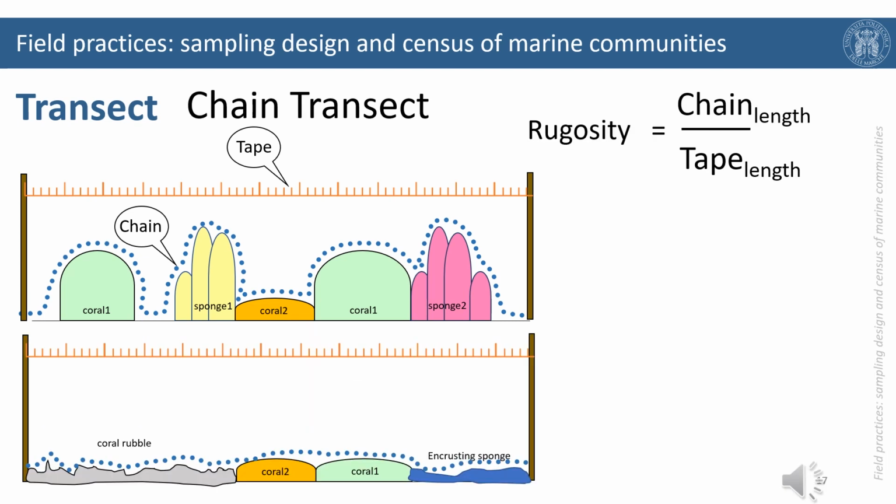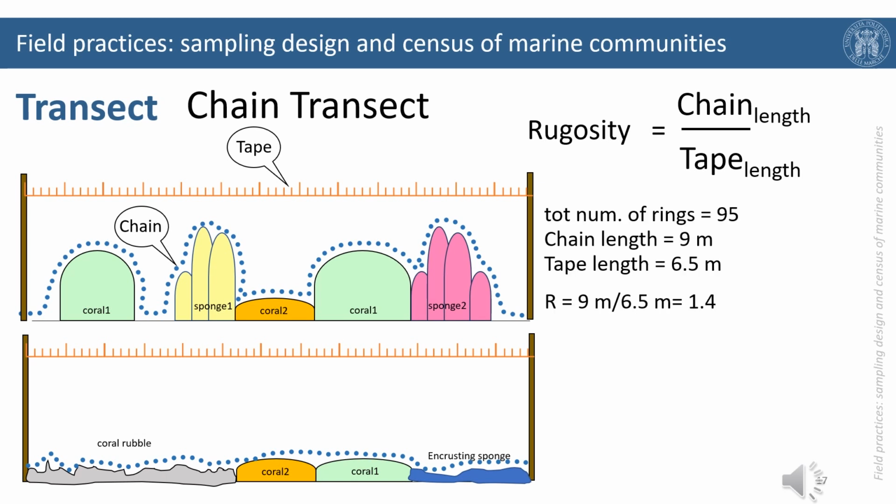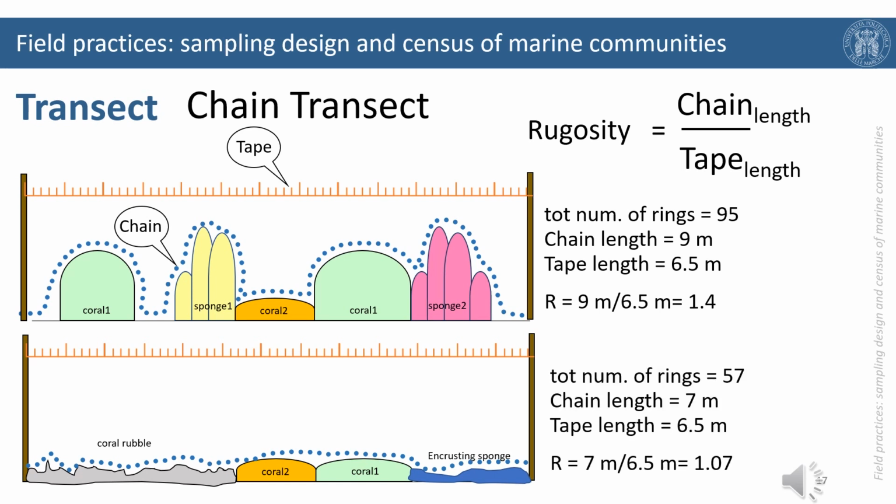A chain transect also supplies information about habitat complexity. A parameter called rugosity can be calculated by dividing the length of the used chain by the length of the stretched tape. Compare the two examples in the slide. In the first case, the rugosity is higher since the heterogeneity of the benthic community is higher. In the second case, the reef profile is more or less uniform, therefore, the complexity of this habitat is lower.